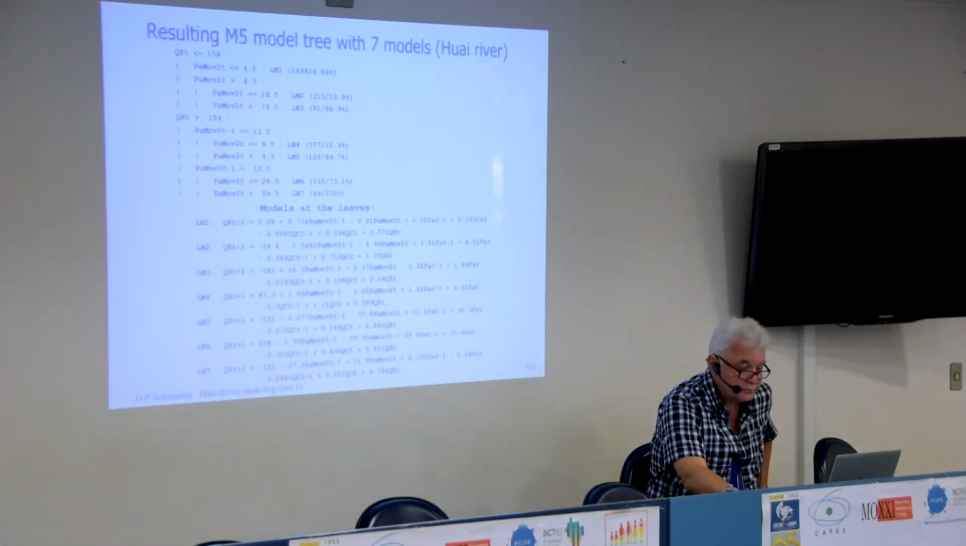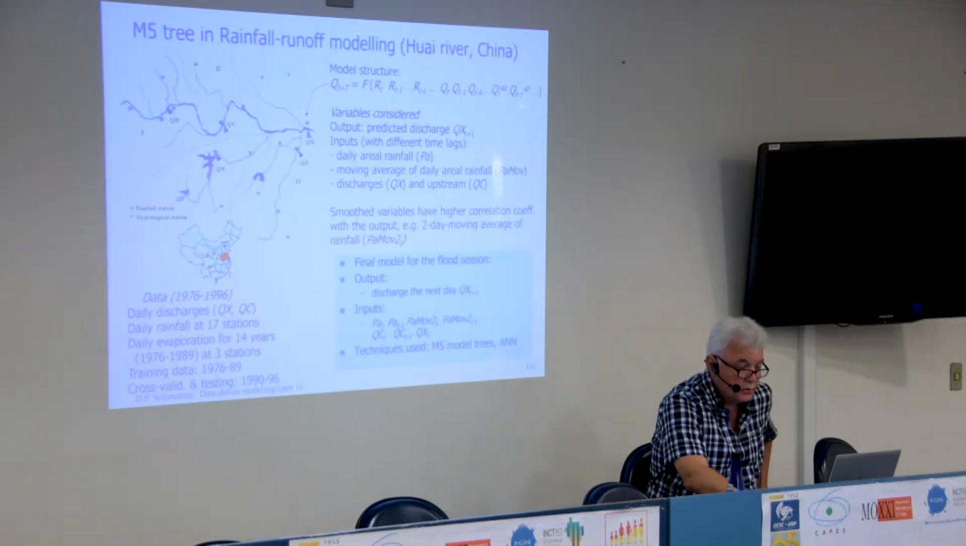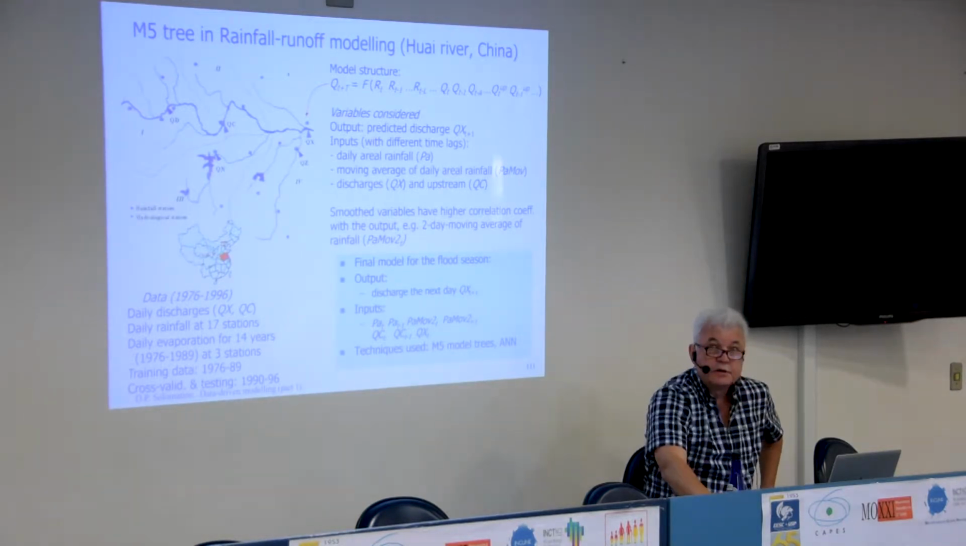Okay. There are some examples. You can look at our papers where we used, for example, a paper in the Journal of Hydrological Sciences. For the Huai River, we built a predictive model.